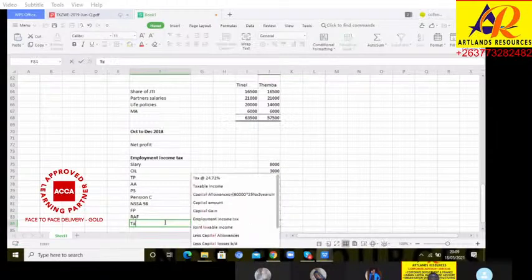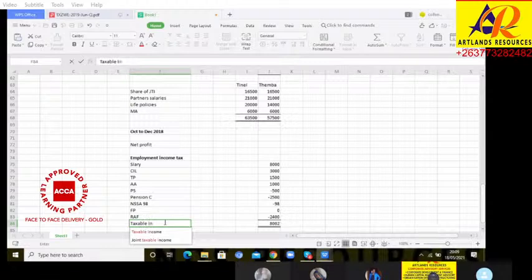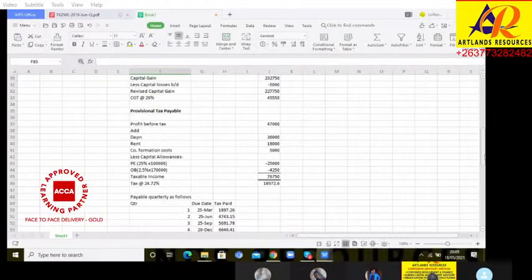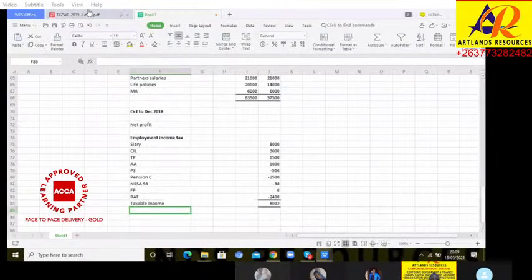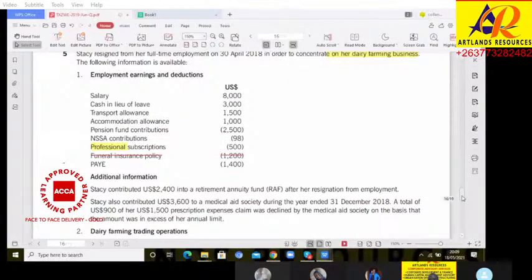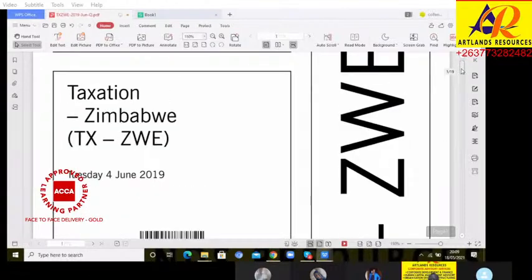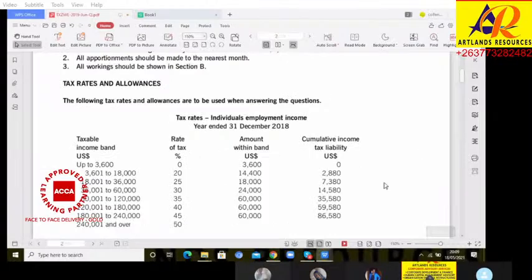This is taxable income. Told you how you go about it. You then say it's 8,002. So you come to the tables, the first tables, employment tax tables. You simply say she earns 8,002, meaning her income is in this particular bracket here. She's in the 20% tax bracket.